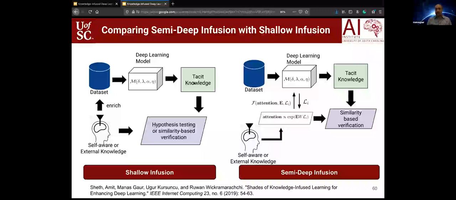Semi-deep infusion, on the other hand, gives you an opportunity to generate attention and probability values, or you can also use it as a dropout. You modify the deep learning loss function through the external knowledge, and that takes the form of a weight matrix. Once you have it, you calculate the similarity between the weight matrix you used to train your model and the weight matrix the model has learned as an outcome. Based on that, you can understand how close your model is to the true or external knowledge. So that's an example of semi-deep infusion.